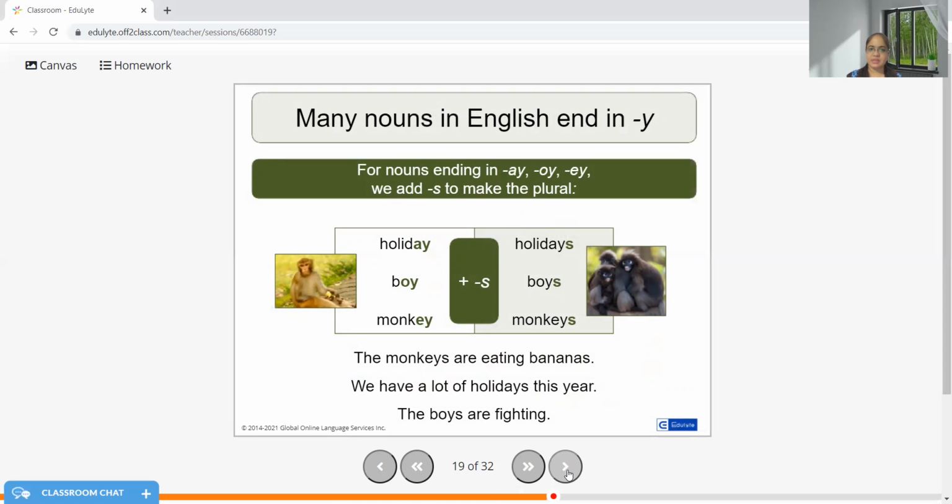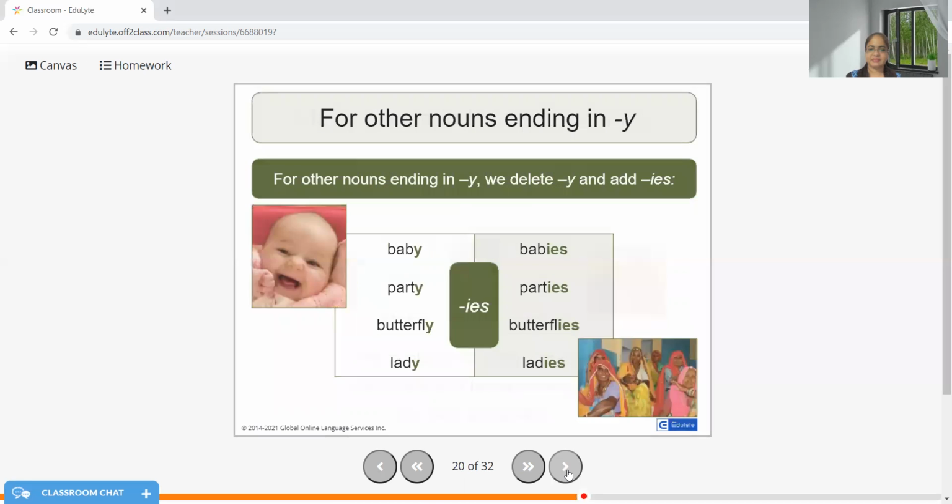So there are many nouns in English that end in Y. After that, we need to put S in order to make them plural, like holidays, boys, monkeys. I'm sure you are keeping a note on the spellings too. Now, for these nouns, the plural will be IES. Like if we have to use a plural, we'll have to put IES. Babies, parties, butterflies, ladies.